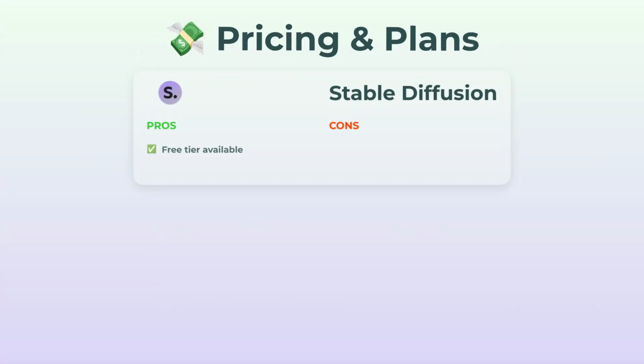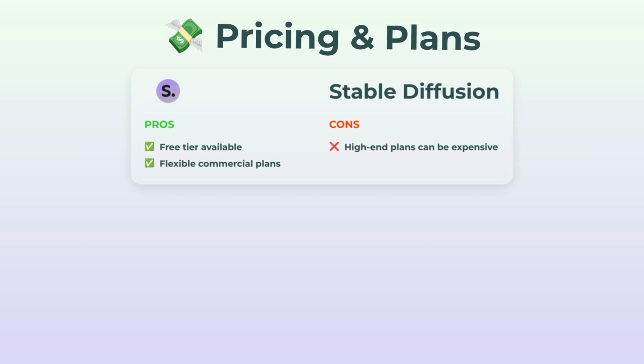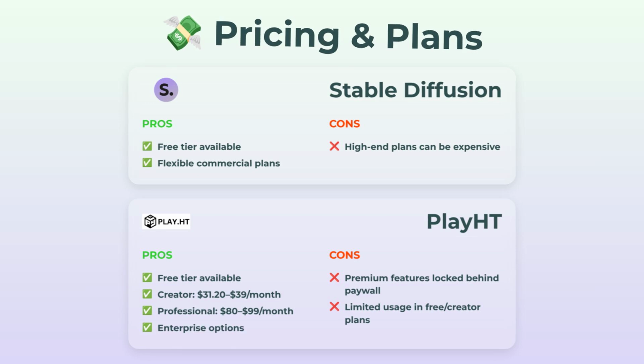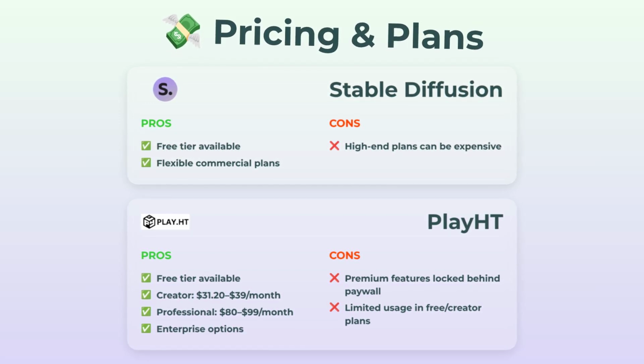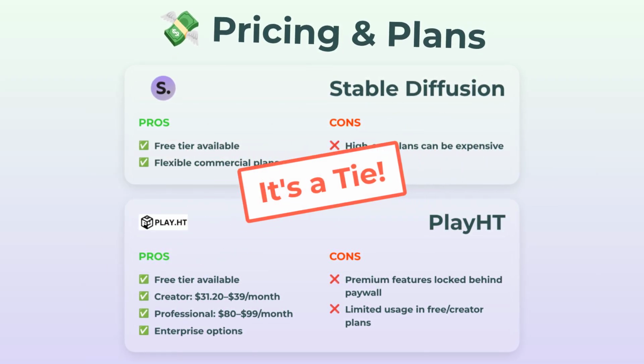Let's talk pricing and plans. Stable Diffusion and PlayHT both give you a free tier, so yeah, you can jump in without spending a dime. Stable Diffusion has flexible commercial plans, but those premium ones can get pricey. PlayHT starts at about $30 a month for creators, 80 to 100 for professionals, then scales to enterprise, so you're covered if you go big. But heads up, a bunch of the best features are gated behind higher price plans and usage caps on the free tier. So for pricing, it's pretty much a tie.